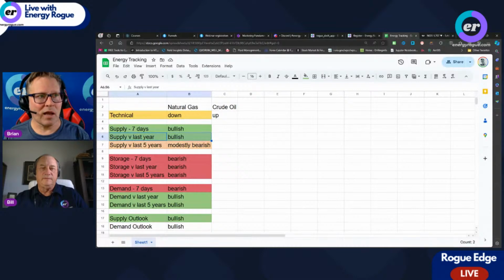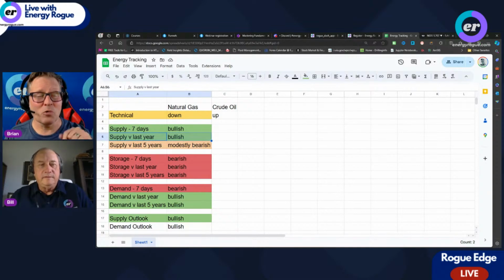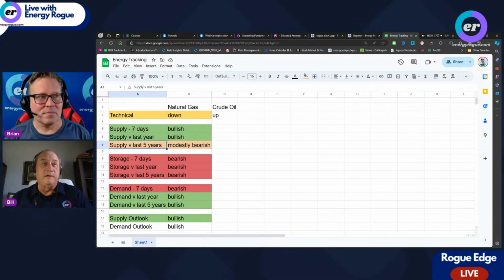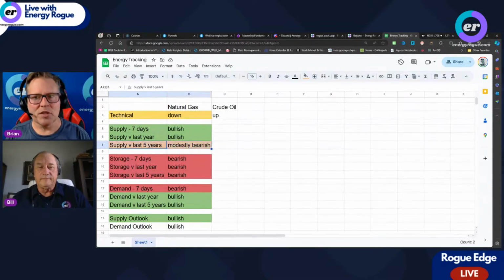Where are we on supply versus last year? I looked at this yesterday, Bill. Right now, we are below last year's production at this point in time. Yeah, can you believe that? And part of that is intentional, and part of that is lack of rigs, like we talked about. And then you look at supply versus the last 5 years, we're modestly bearish. Then you look at storage, we are fully bearish there.